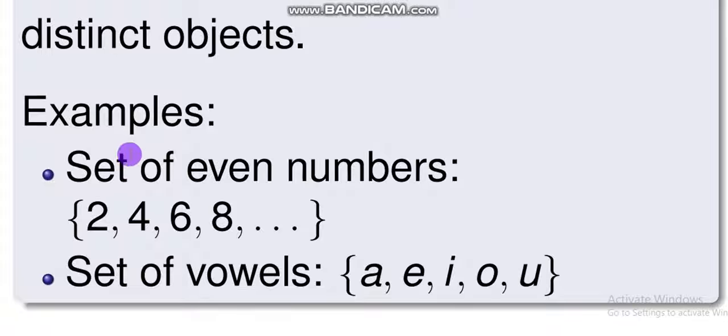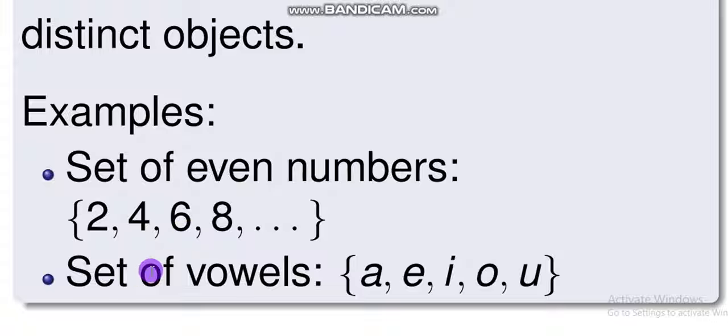Examples. Here we have examples. Set of even numbers. These numbers are even numbers: 2, 4, 6, 8. You can see that each number is different from the other. 2 is different from 4. 4 is different from 6. 6 is different from 8. But when you consider them as a collection, you can see that they are all even numbers. You can give it a name, set of even numbers, even though they are distinct, different from each other.